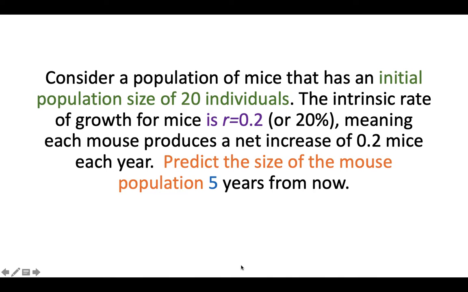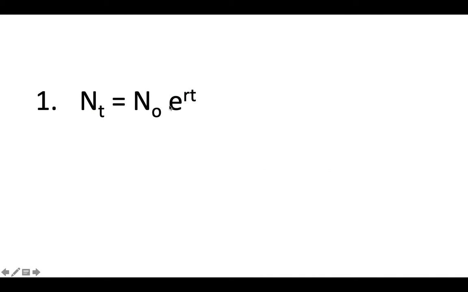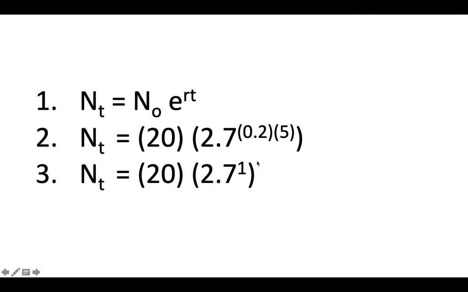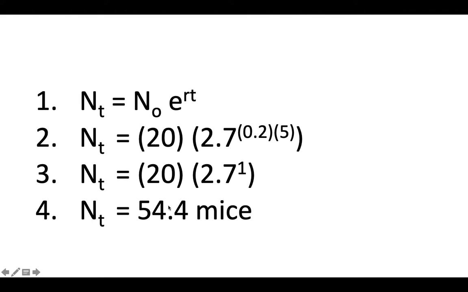Consider a population of mice that has an initial population size of 20. Their growth rate is 0.2. And I want you to predict the size of the population 5 years from now. Okay, so this is our equation. Let's plug in some numbers. They tell us that the initial population is 20. e is a constant, 2.7. The growth rate is 0.2, and the time is 5 years. So we plug this in. We do some math. 0.2 times 5 is 1. 2.7 to the 1st power is 2.7. 2.7 times 20 is 54. So after 5 years, the population will grow from 20 to 54 mice.